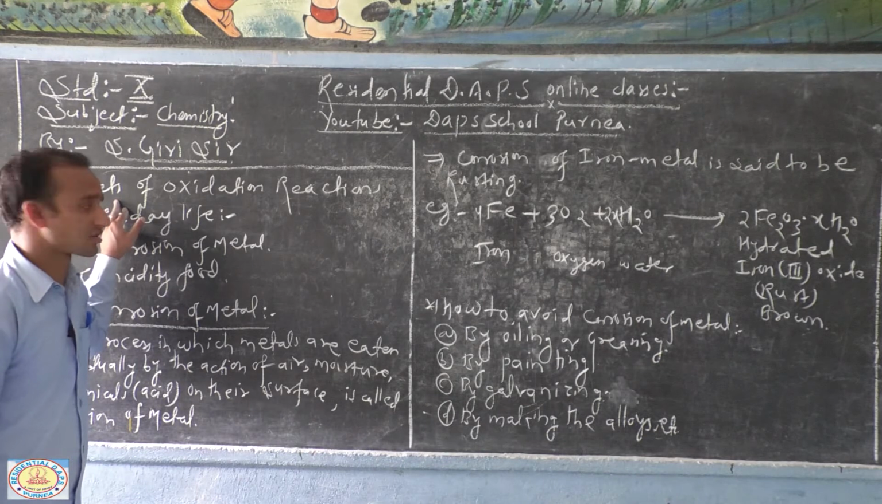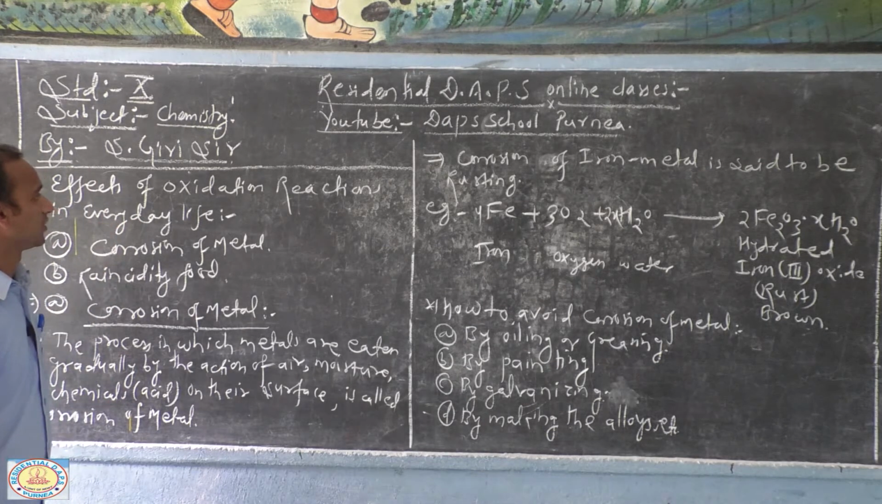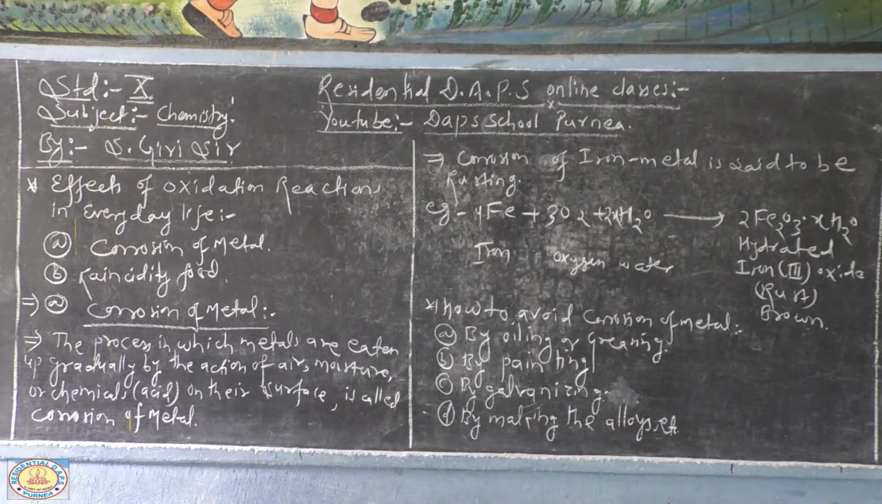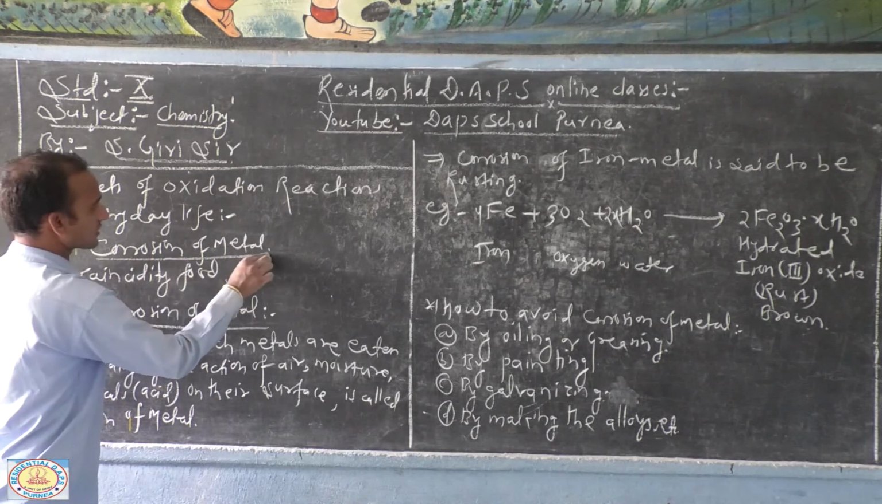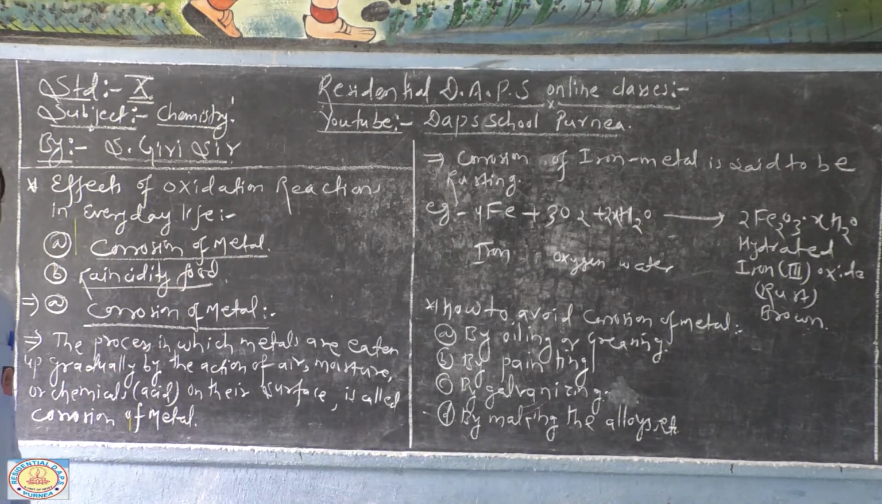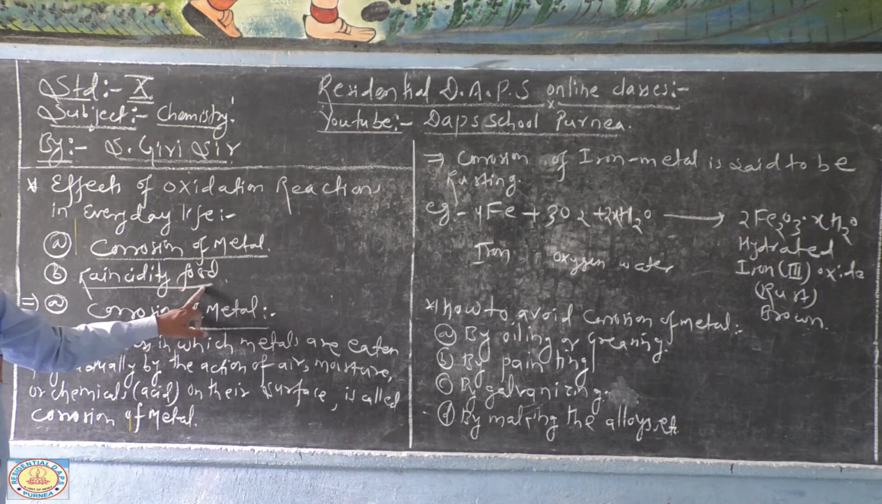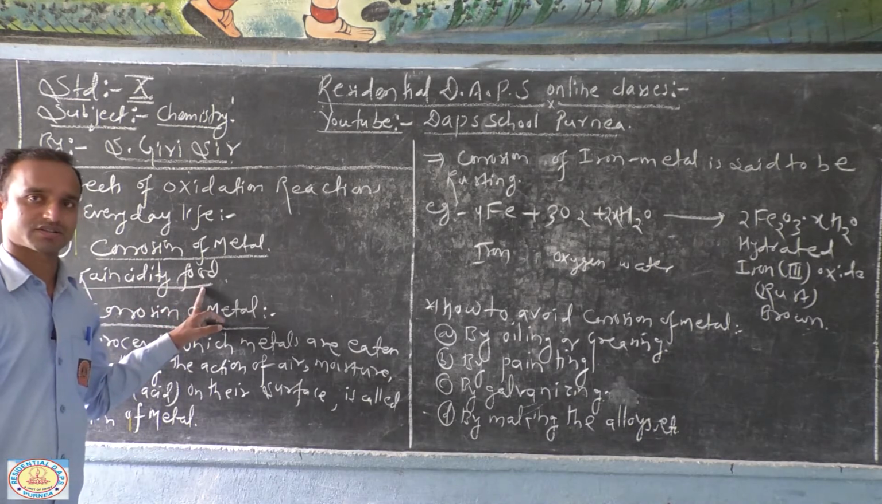Now, dearest friends, what kind of effects are seen due to the oxidation reaction in our everyday life? One can be the corrosion of metals, and next can be the rancidity of food. Corrosion of metals occurs due to oxidation reactions. Similarly, rancidity of food also occurs due to oxidation reactions.